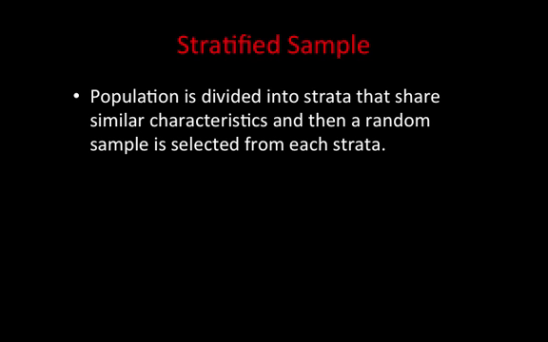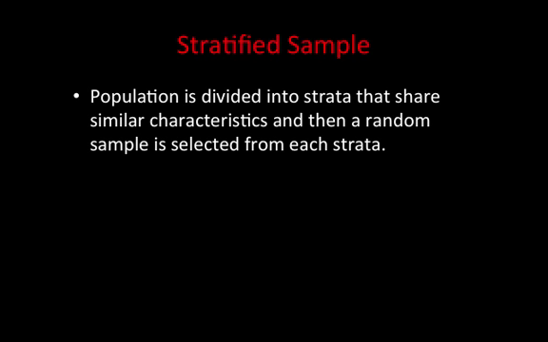One way of sampling a population is by stratified sampling. When it's important for the sample to have members from each segment of a population, you should use stratified sampling. So what stratified sampling is, we divide the population into different groups called strata that share a similar characteristic, and then we randomly select a group from each of that strata.